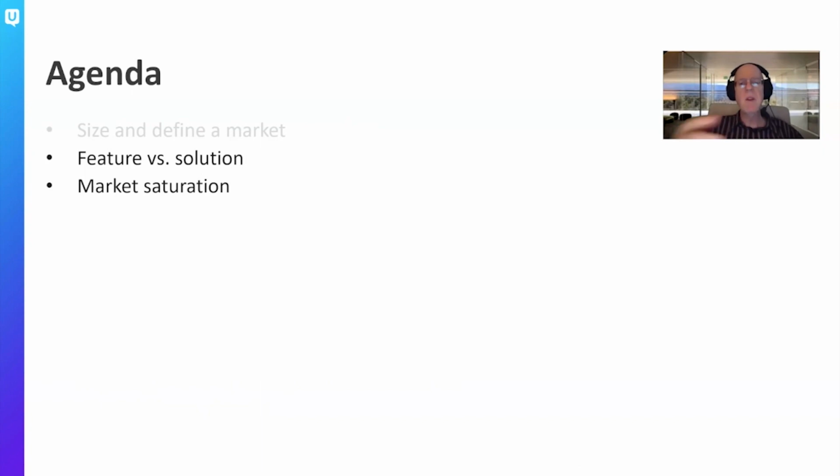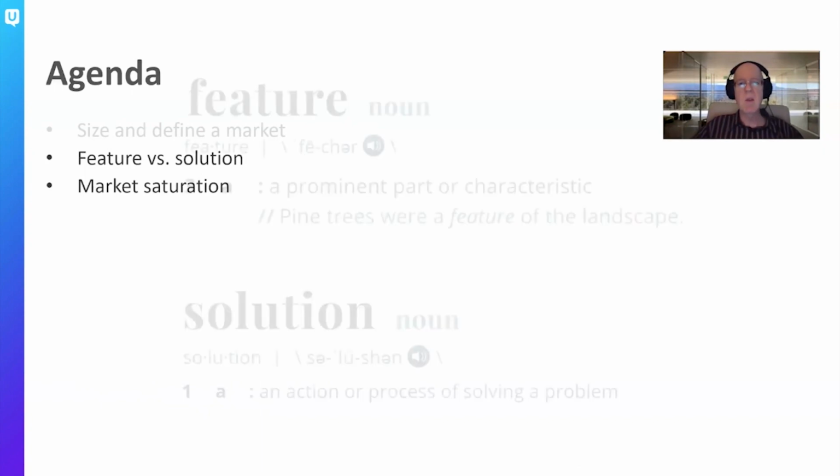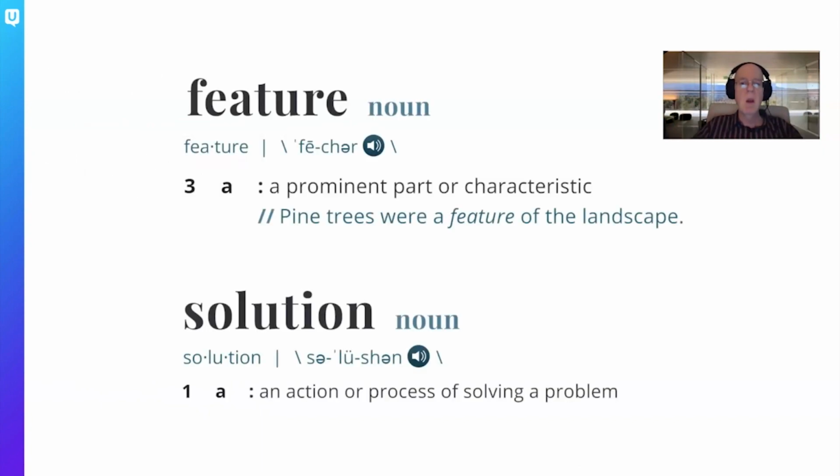Next, let's talk about features versus solutions and how to think about those things. So, a feature is a characteristic of something. For instance, if you do a word processor, the ability to make bold text is a feature. A solution is something that solves a problem for a person. For instance, an entire word processing program is a solution. The ability to make bold text is a feature that's in that solution.